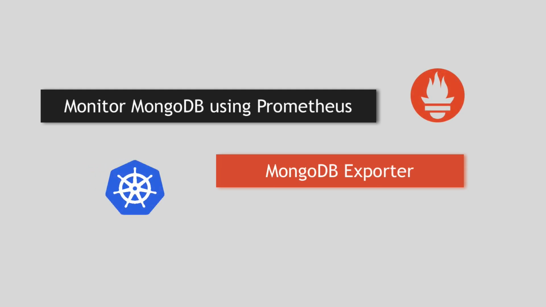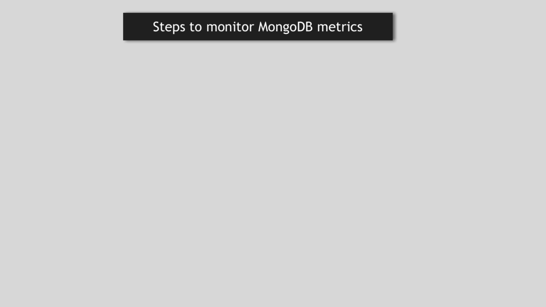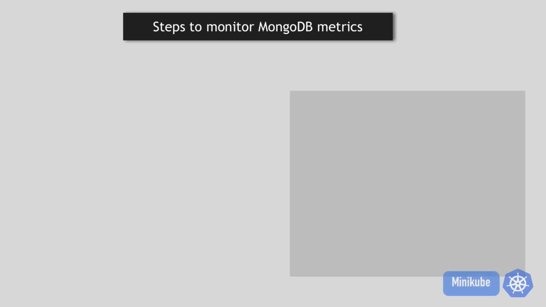In this video, I'm going to show you how to monitor a third-party application like MongoDB or MySQL or any other service in Kubernetes using Prometheus. So our setup is going to look like this. We're going to have a Minikube local cluster.